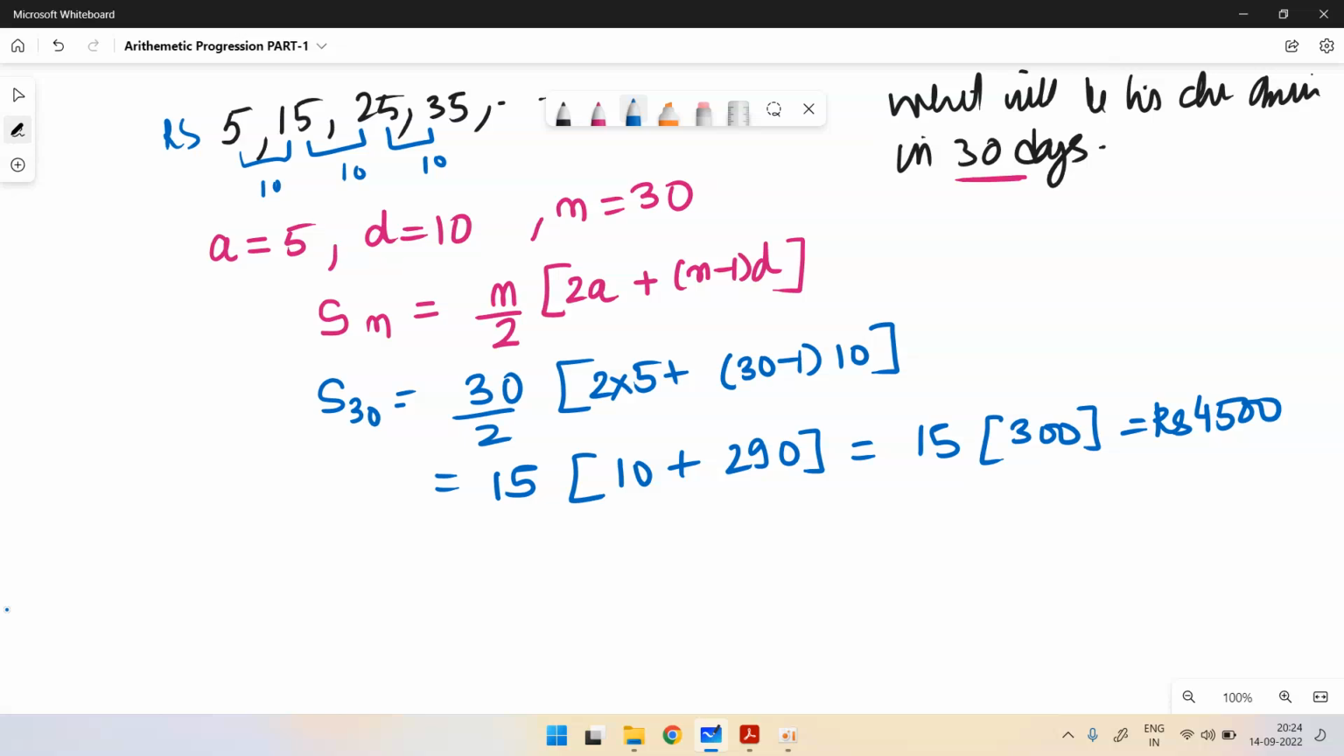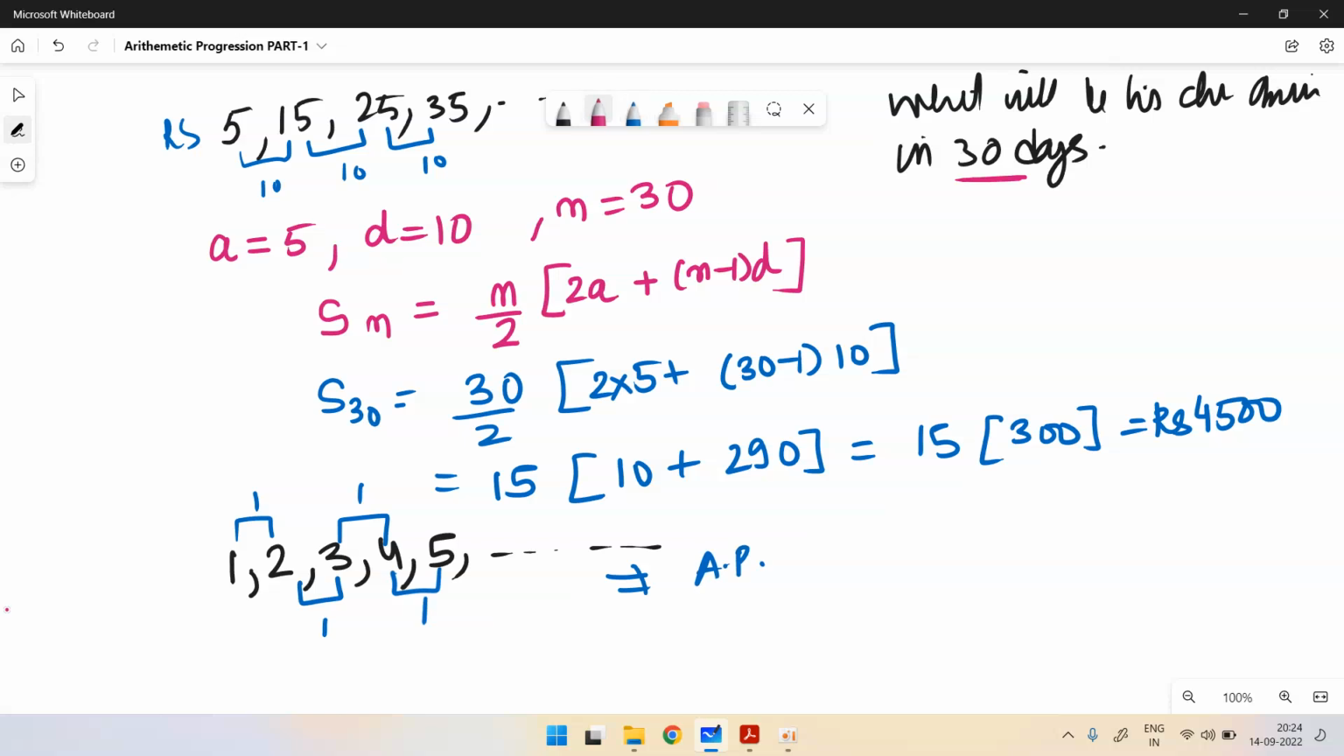Now there is one more series you need to know, though I have used it earlier. Suppose the series is 1, 2, 3, 4, 5. So this is a series. You can see that the common difference is 2 minus 1 is 1, 3 minus 2 is 1, 4 minus 3 is 1, 5 minus 4 is 1. So this is my arithmetic progression. And from here you can directly see that the first term is 1.